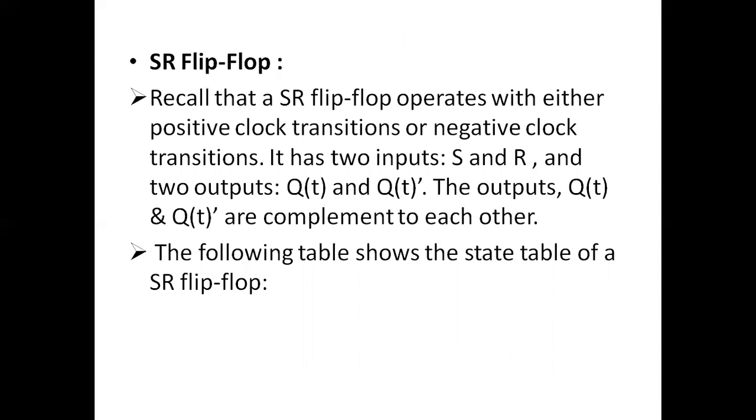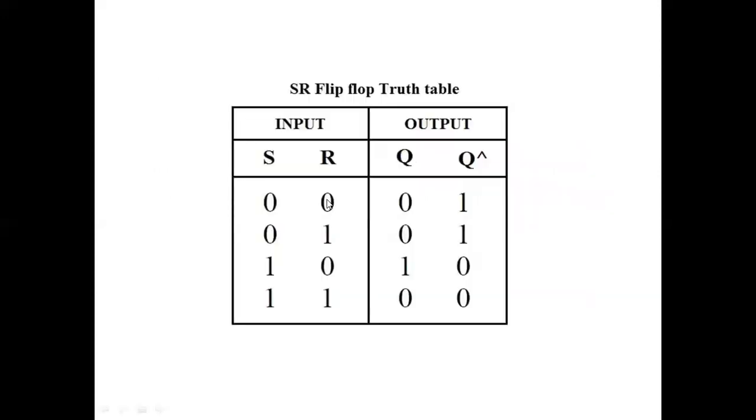If you recall the SR flip-flop, it operates with either a positive clock pulse or a negative clock pulse. It has two inputs, S and R, and two outputs, Q of t and Q bar of t. The outputs Q of t and Q bar of t are complements of each other. Here we have the truth table for the SR flip-flop. If the inputs S and R are 0 and 0, we get the output as 0. The complement of Q is 1, that is Q bar is 1.